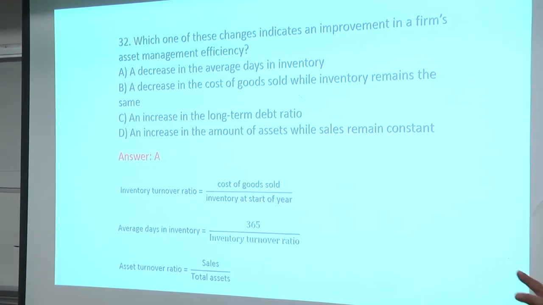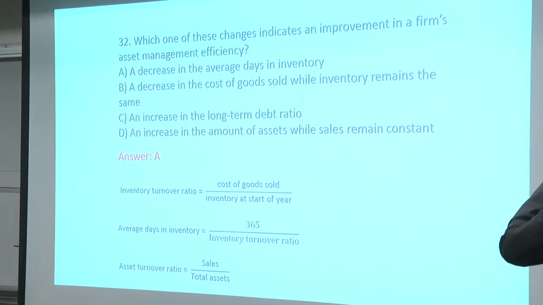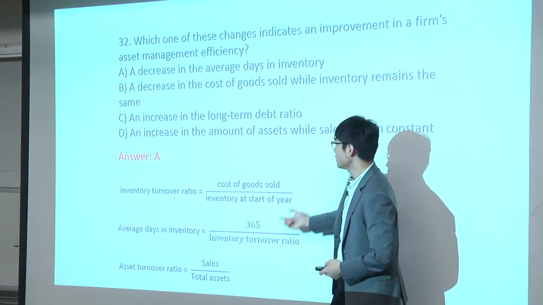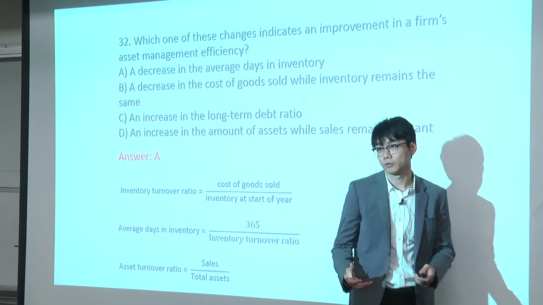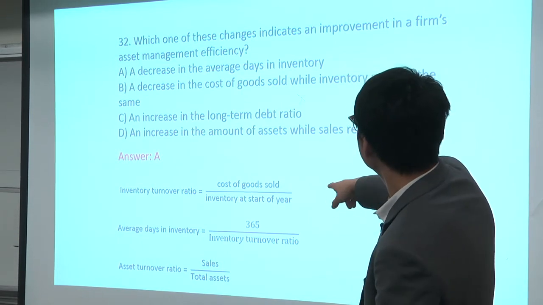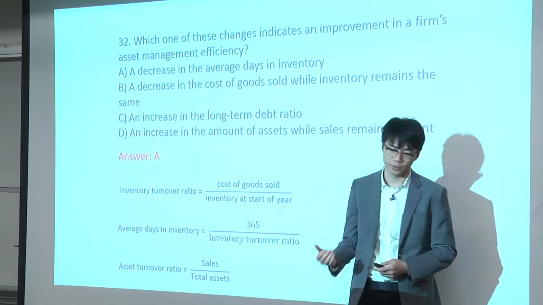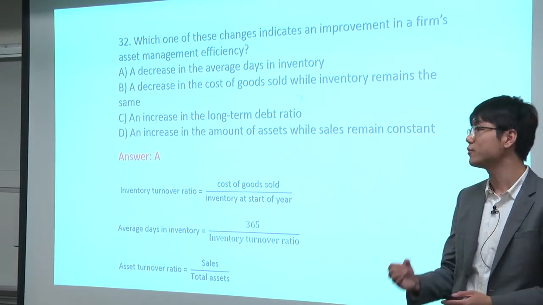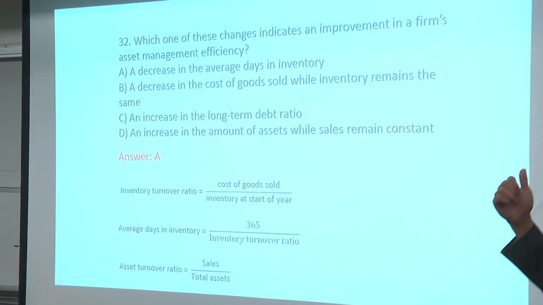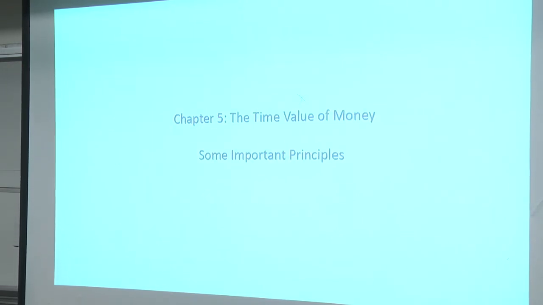Long-term debt ratio is usually measuring what? Leverage, financing. Increase in the amount of assets while sales remain constant. Assets and sales can construct a ratio called asset turnover ratio. If that turnover ratio increases, that's good, that's also efficiency. But sales remain the same while total assets increase, which means the asset turnover ratio decreases. So that's not an increase in efficiency. It's a ratio for efficiency measure, but that condition is a decrease in efficiency. We good?